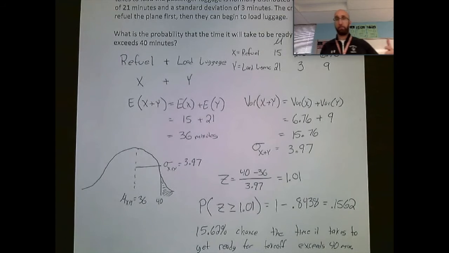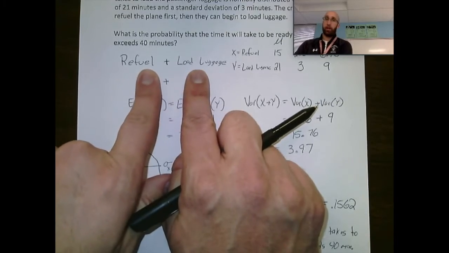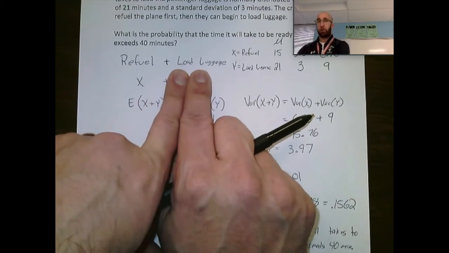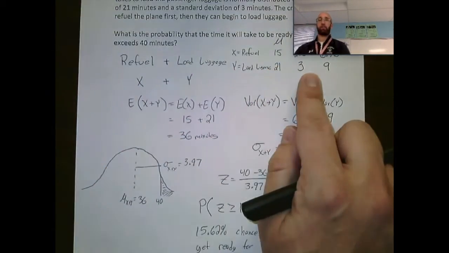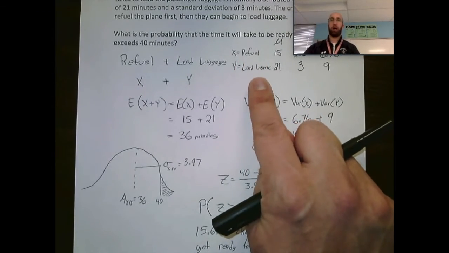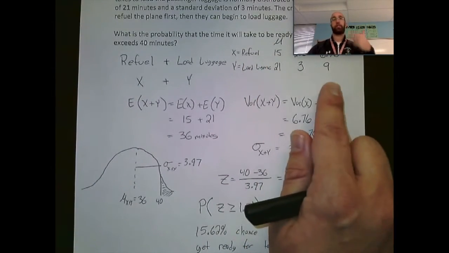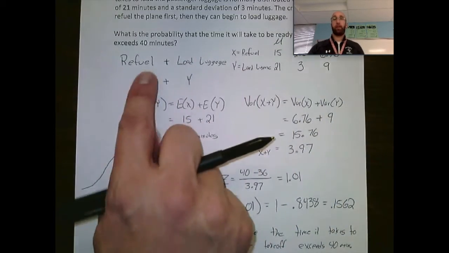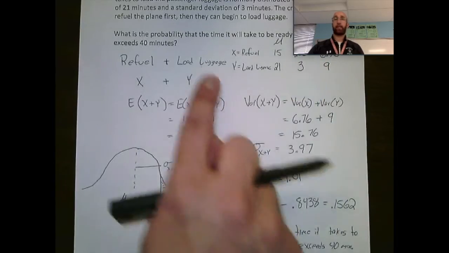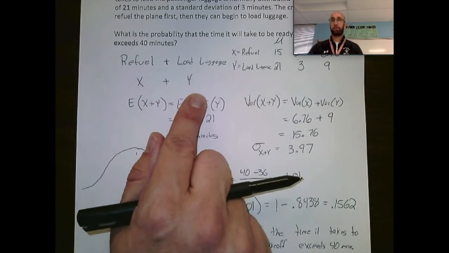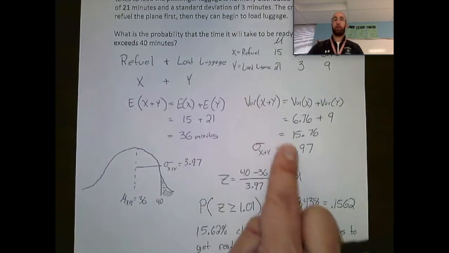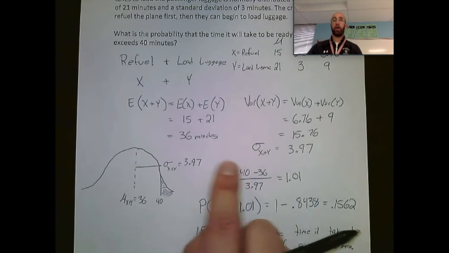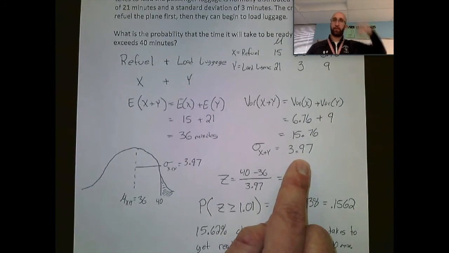Okay, so kind of a recap here. I know I'm a little bit quick, so let's back it up and just talk about what you're trying to do. Take your refuel time plus your load luggage time. That gives you your total time. Next thing I did is I pulled all the information out of my problem. I wrote down my random variable x, my random variable y, pulled out the means, pulled out the standard deviations, got some variances. Then take whatever you're talking about and put it in context of your random variables. So we're talking x plus y. I went in using my rules, figured out my new mean of this combination, my standard deviation of this combination of x plus y. So I had a mean of 36, standard deviation of 3.97.